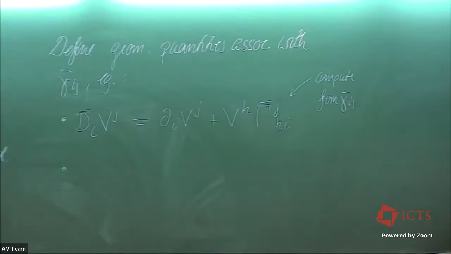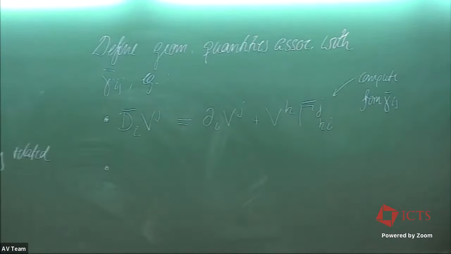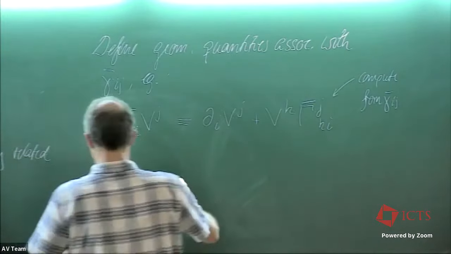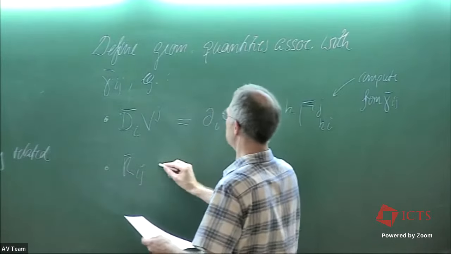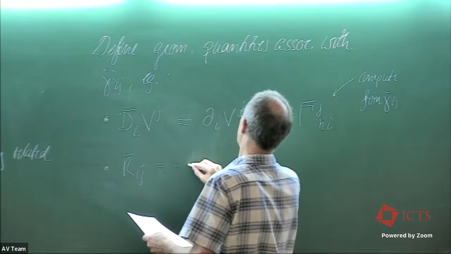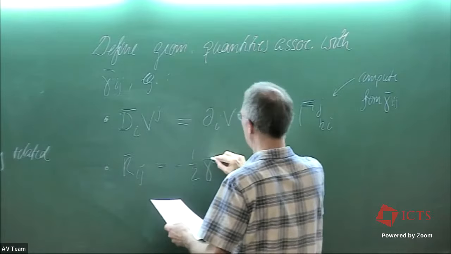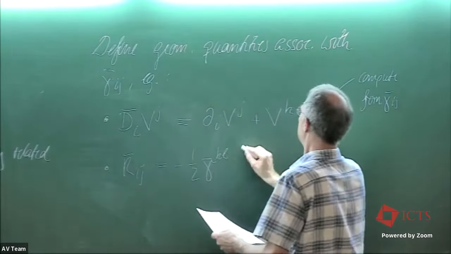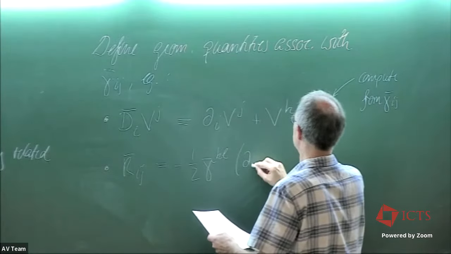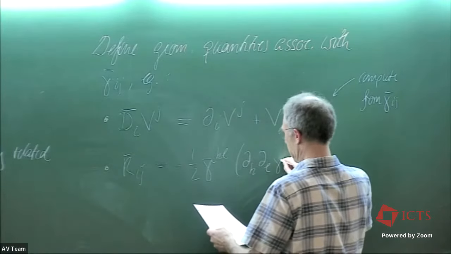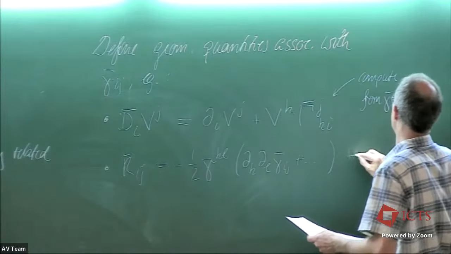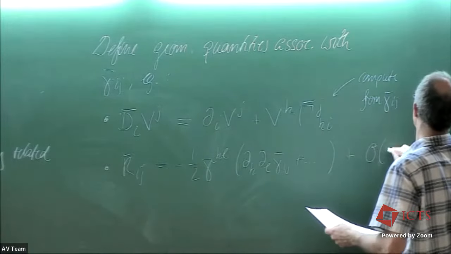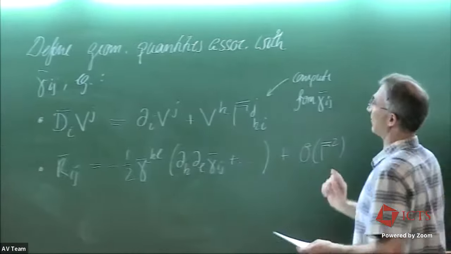So this gives us the Christoffel symbols. Then we could compute the Riemann tensor in the same way. We could compute the Ricci tensor and all of those. For example, the Ricci tensor R bar ij, we would write as 1/2, and then there's the gamma bar KL, and then partial derivatives, partial K, partial L, gamma bar ij, and all the other mixed derivatives, and then plus terms that are of order gamma bar squared.